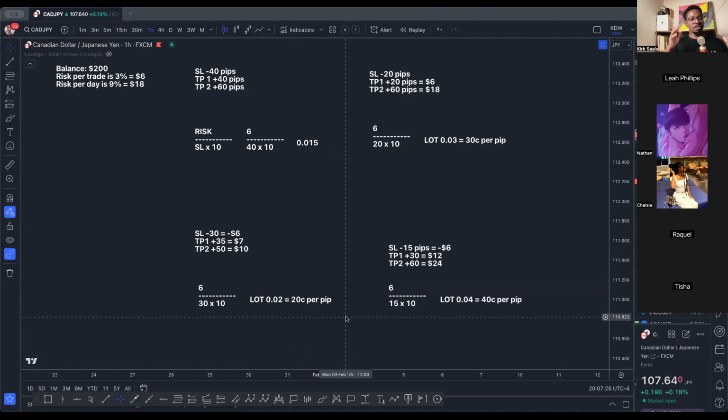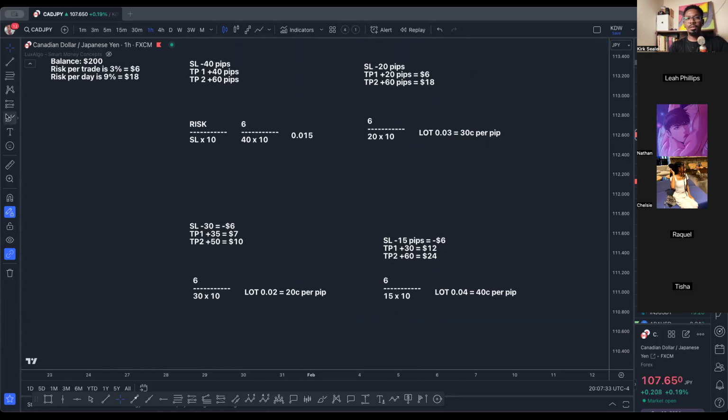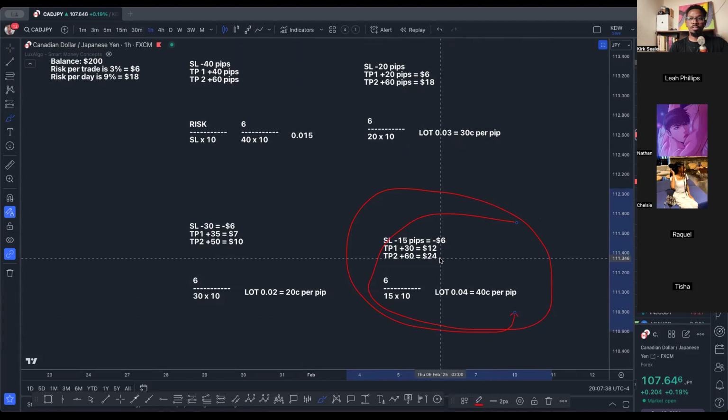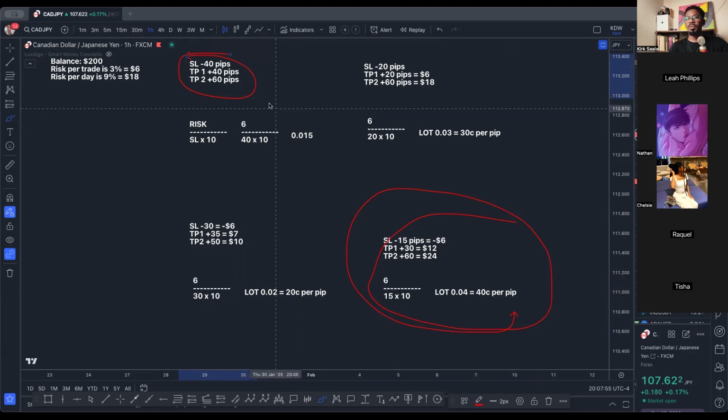The bigger the lot size, the more money you can make while the pips are moving, right? Because as an example, where is it? In this one, 60 pips gave us $24. Whereas in this one, 60 pips only gave us, what did it give us? Was it 6? 0.01, $6. Yeah.